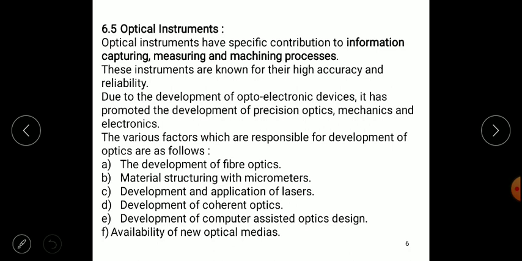Now, what are the specific optical instruments which contribute to information capturing, measuring and the machining process? Due to the development of optical and optoelectronic devices, the development of precision optics, mechanics and electronics is promoted; that is, a combination of these parts. Various factors responsible for the development of optics are fiber optics, material structuring, development and application of lasers, coherent optics, computer assisted optic design, and the availability of new media.